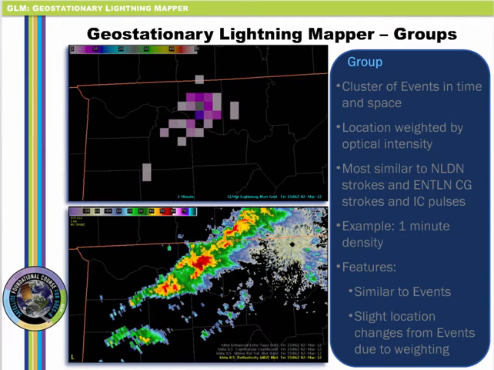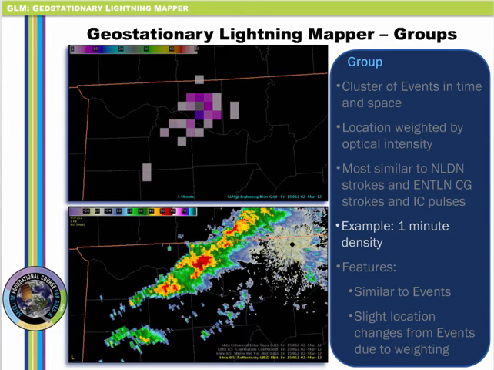A Geostationary Lightning Mapper group is an intermediate observation that represents a cluster of events based on temporal and spatial criteria. The group location is a radiance-weighted mean of the events that comprise the group, which places the group closer to the brightest portion of the flash. GLM groups are most similar to the National Lightning Detection Network strokes and Earth Networks' cloud-to-ground strokes and intracloud pulses.